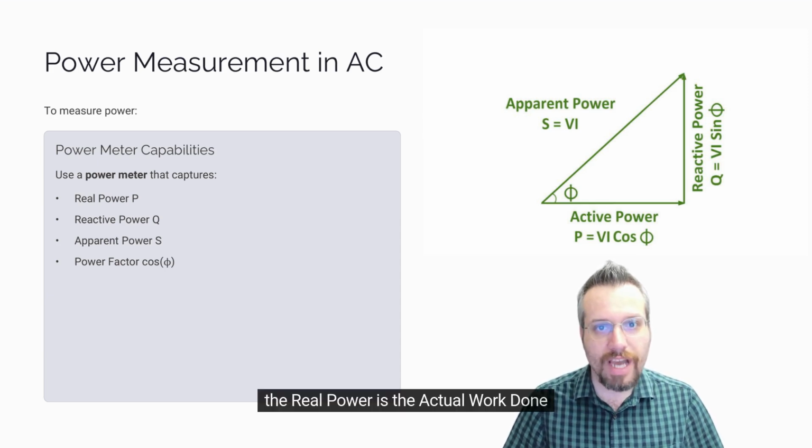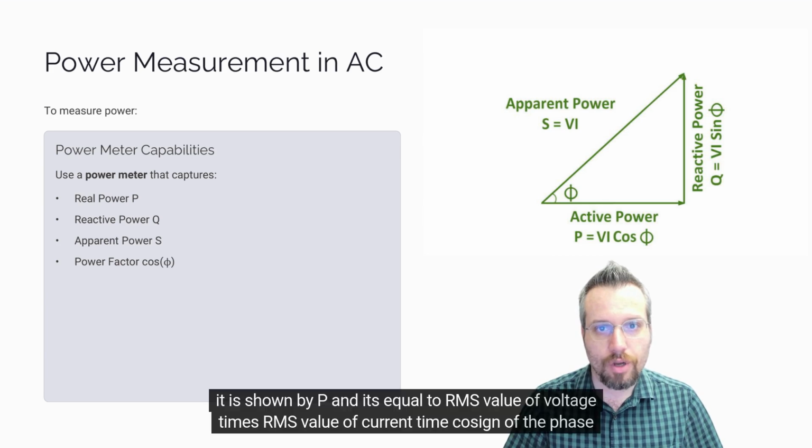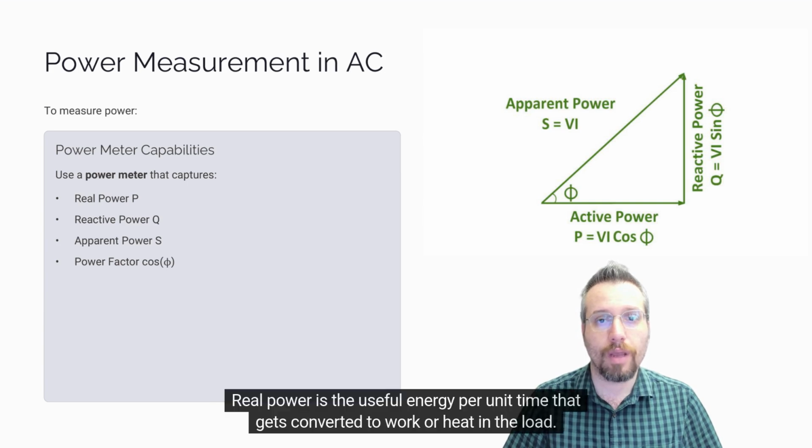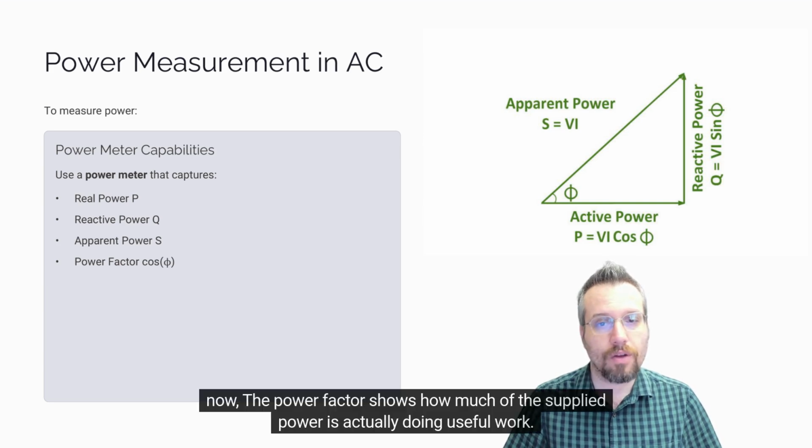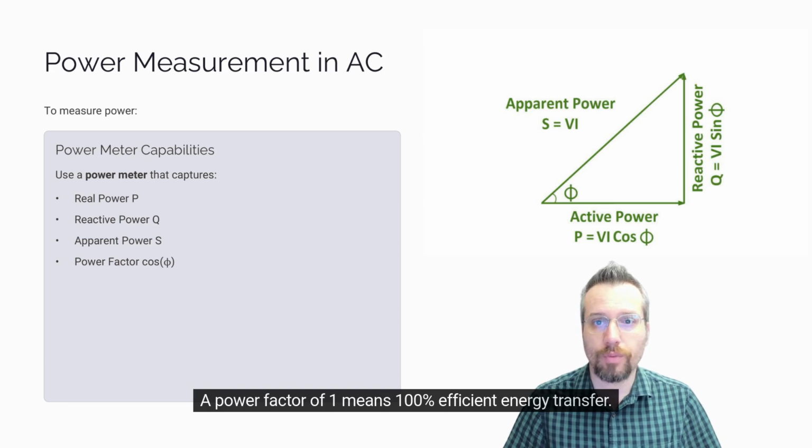The real power is the actual work done. It is shown by P, and it's equal to RMS value of voltage times RMS value of current times cosine of the phase angle. Real power is the useful energy per unit time that gets converted to work or heat in the load. In a resistive heater, all of P turns into heat. In a motor, P produces torque. Now, the power factor shows how much of the supplied power is actually doing useful work. A power factor of 1 means 100% efficient energy transfer.